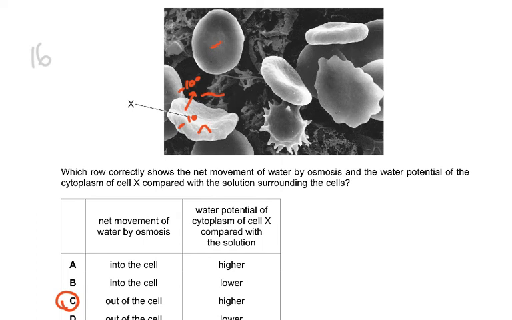So out of the cell, the water potential of the cytoplasm will be less negative. I'm giving it to you in the form of less negative and more negative. If the water potential is less negative, the water potential will be higher, which means less solute in it. So the water potential of the cytoplasm is compared with the solution. The water potential would be higher here inside the cytoplasm.